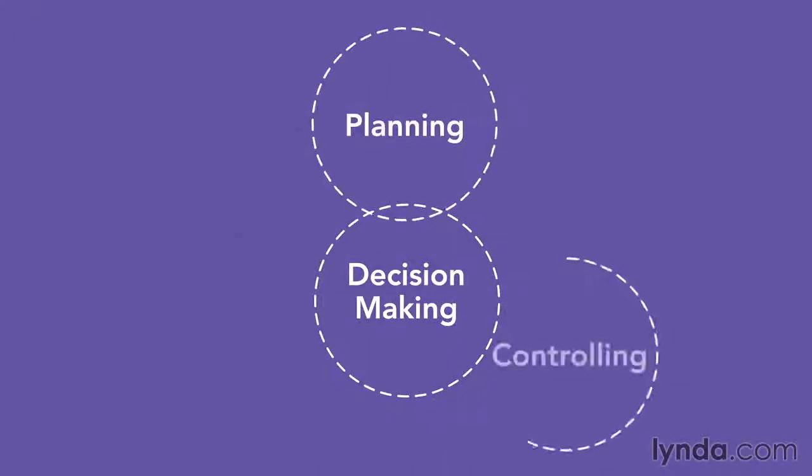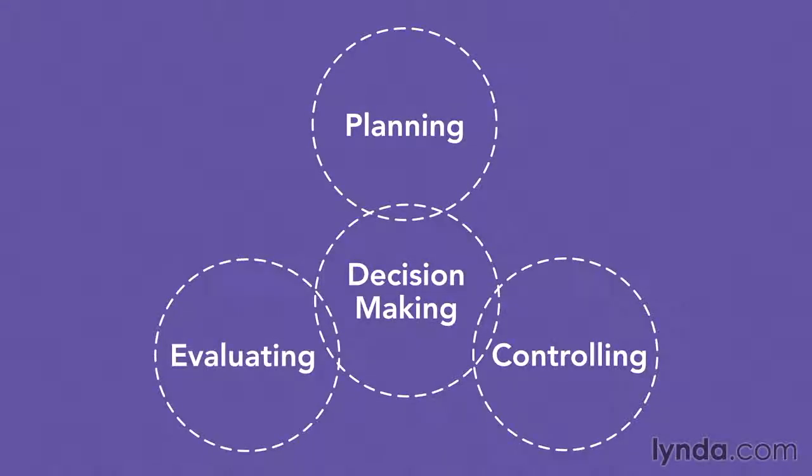Managerial accounting involves collecting and using information relating to planning, controlling, and evaluating. Planning involves looking into the future. Controlling involves managing the present. And evaluating relates to looking to the past.